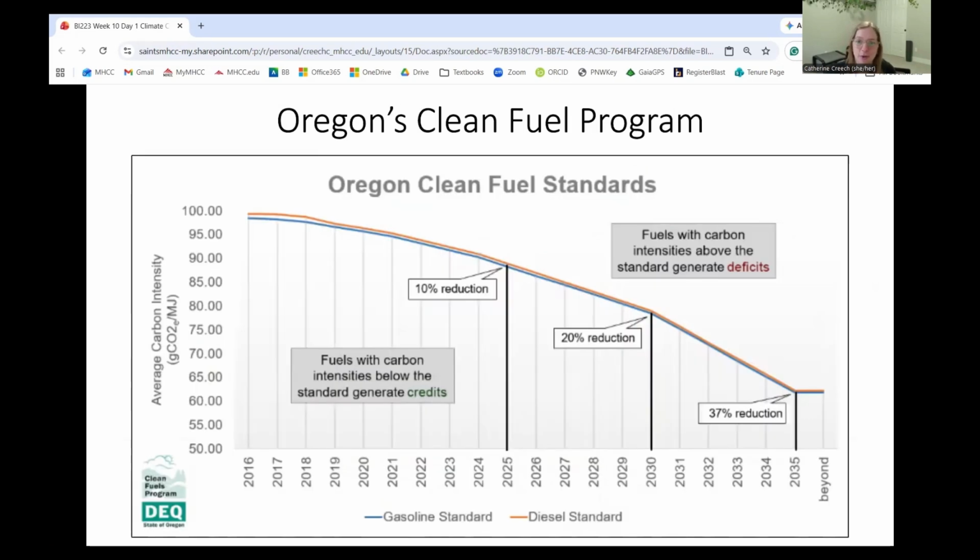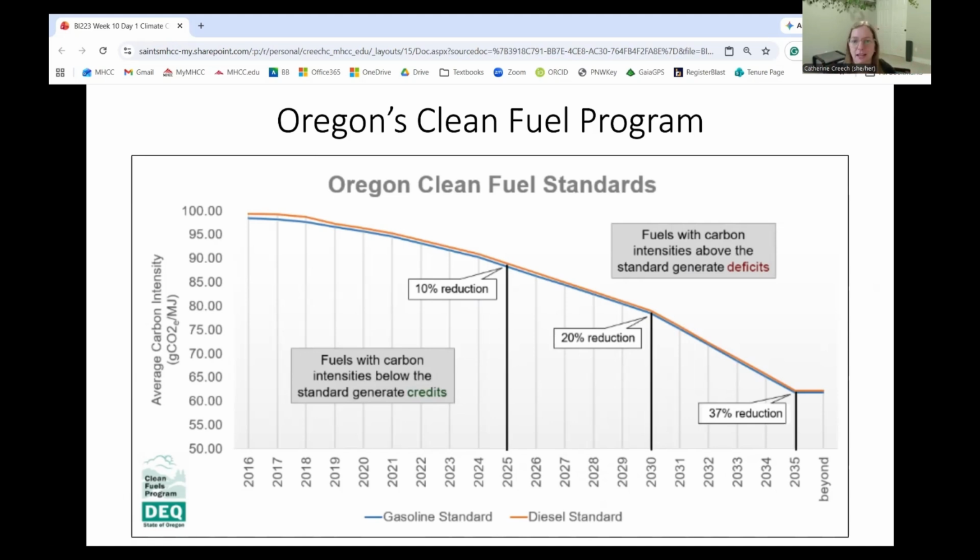We also have a program that is encouraging transportation to use cleaner fuels. It's called Oregon's Clean Fuel Program. The program is set up to give credits if you meet the standards and to generate deficits if you do not meet the standards. And you can buy and trade these deficits and credits.